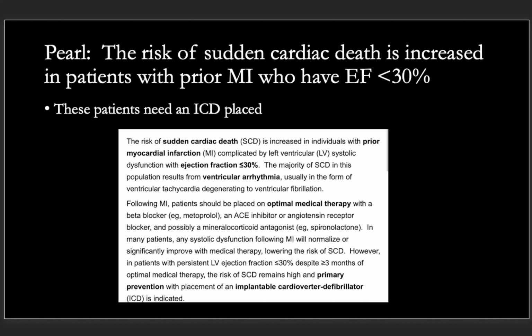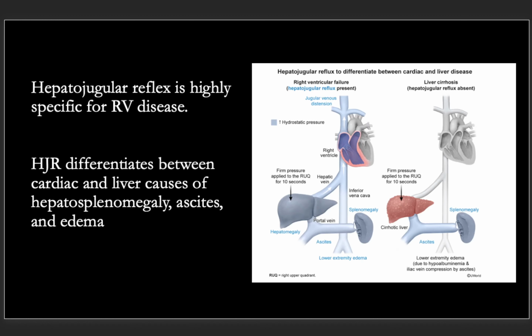Just reiterating that point. In your heart attack questions, they might ask you, or they might tell you about an exam finding called hepatojugular reflux. Basically that tells you two things. Whenever you have some sort of jugular venous distension, if you can make that jugular venous distension worse by pressing on the liver, then you have a heart issue. If pressing on the liver doesn't make the JVD worse, you have a liver issue.